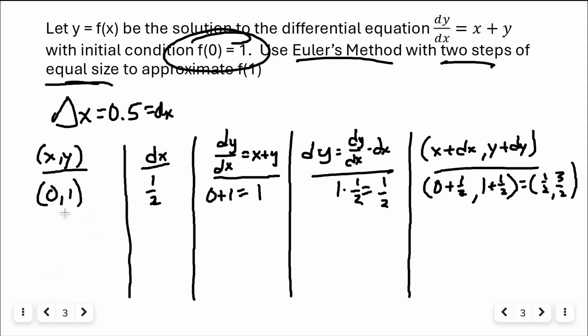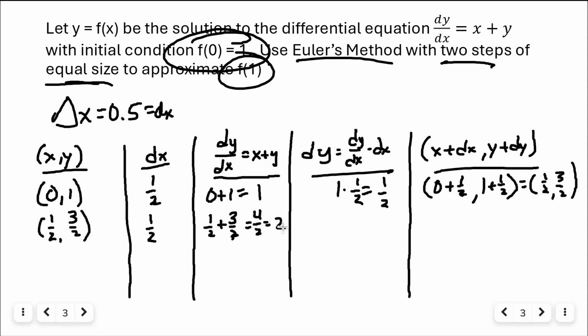All right, and now I'm going to start again. I'm trying to reach f of 1, so I'm trying to make my x value 1. I need to know what the y value is when x is equal to 1. So I'm going to start again now when x is 1/2 and y is 3/2. dx is still 1/2. You're taking another half a unit step. dy/dx is going to be 1/2 plus 3/2, so that's 4/2, that's 2.